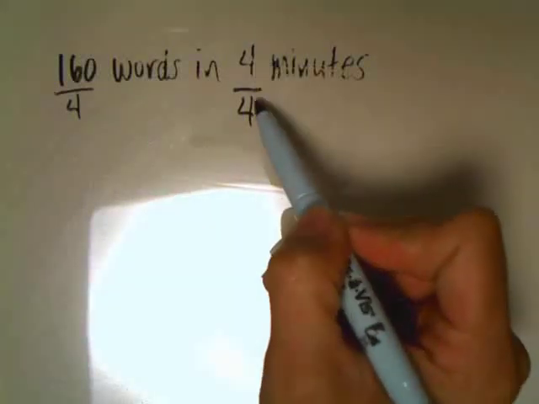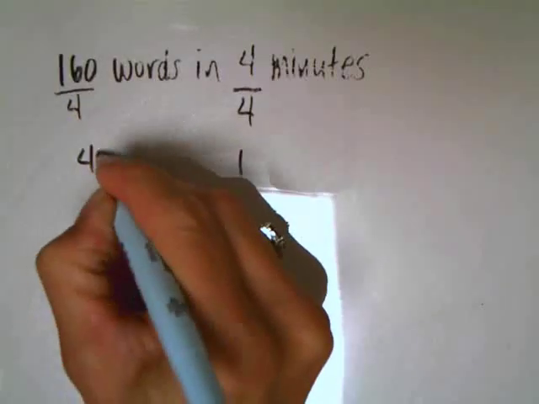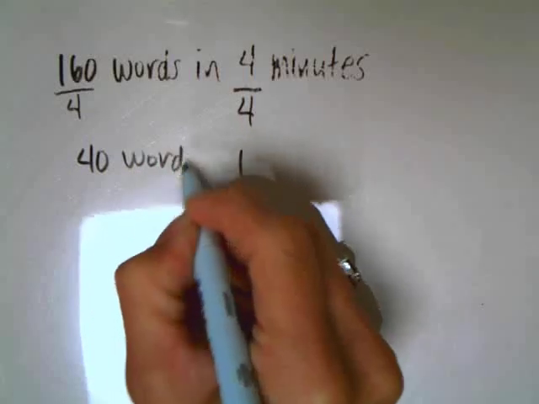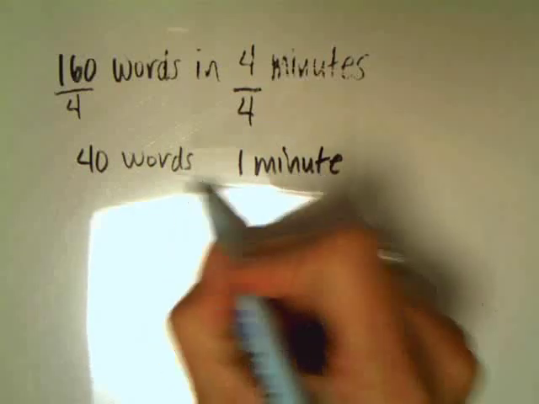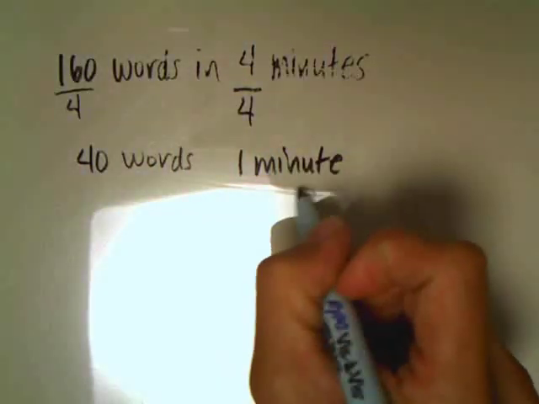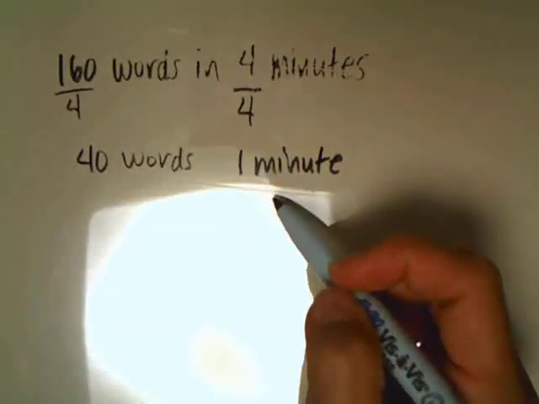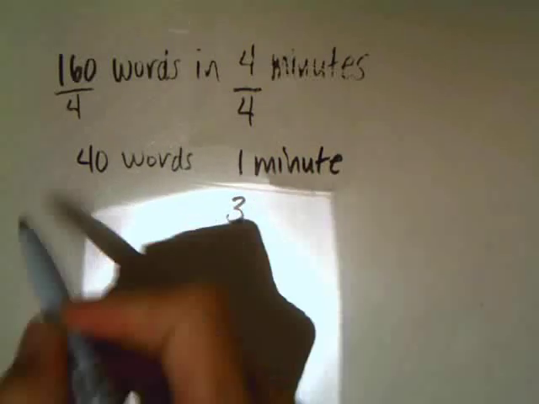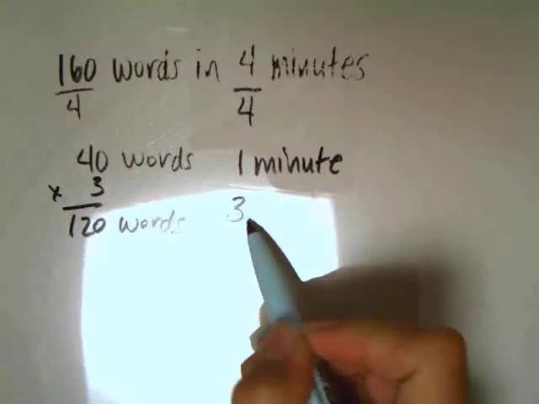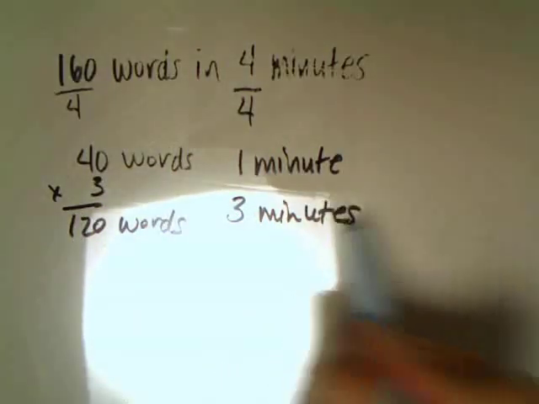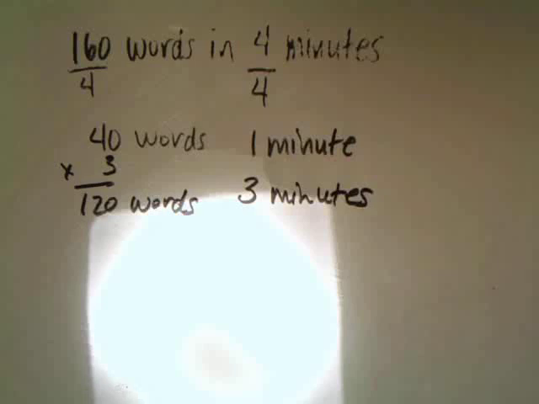When I divide this by 4, I'm going to get 1, and when I divide this by 4, I'm going to get 40 words in 1 minute. And now I can figure out how many words I can type in any amount of minutes, because all I have to do is use my equation. So if it's going to be 3 minutes, I know I'm going to have to multiply by 3 here and multiply by 3 here, and it's going to give me 120 words in 3 minutes. And that should help you out with unit rates or rates of proportionality.